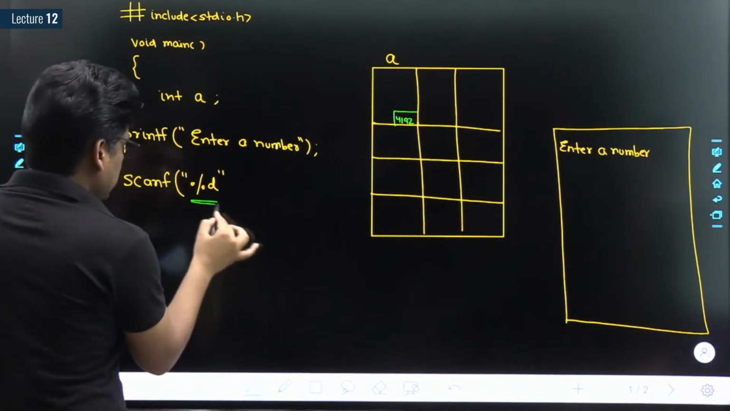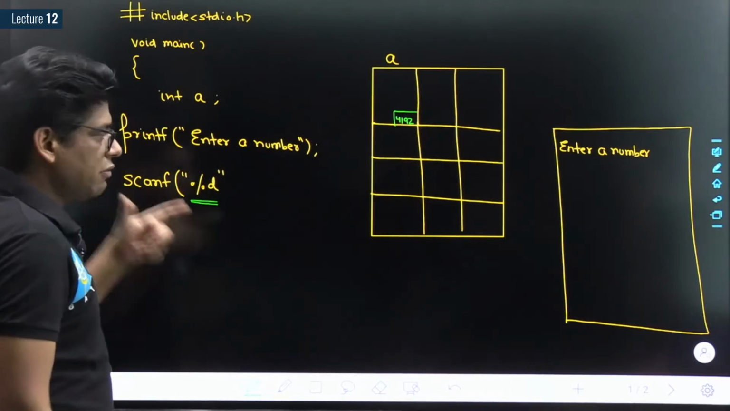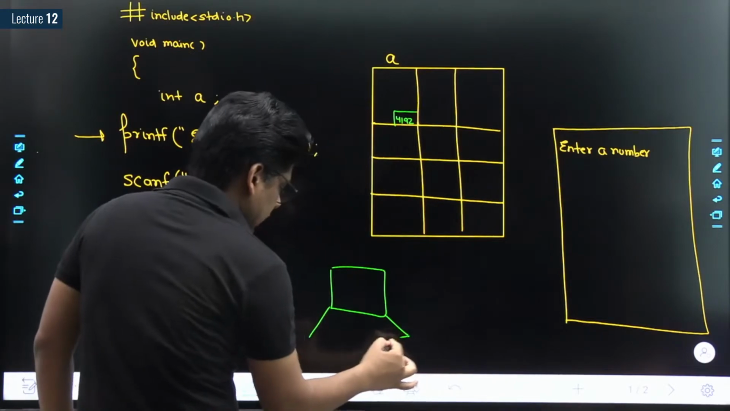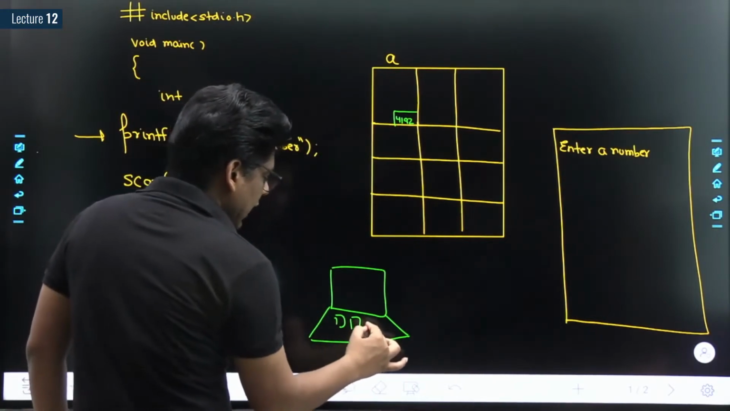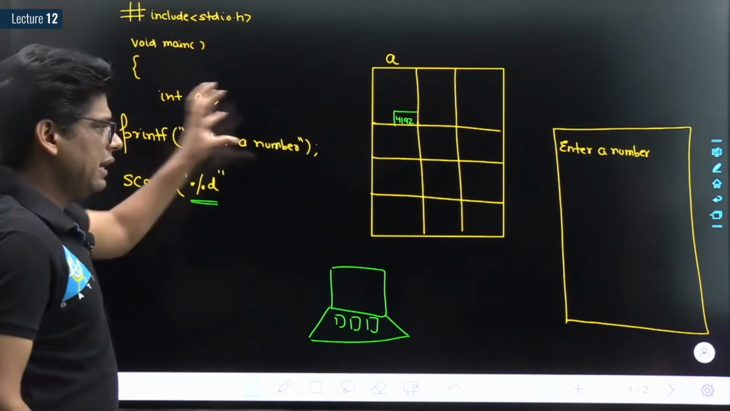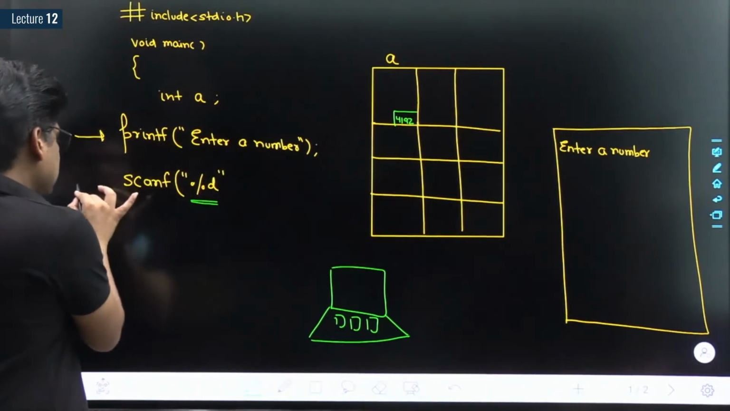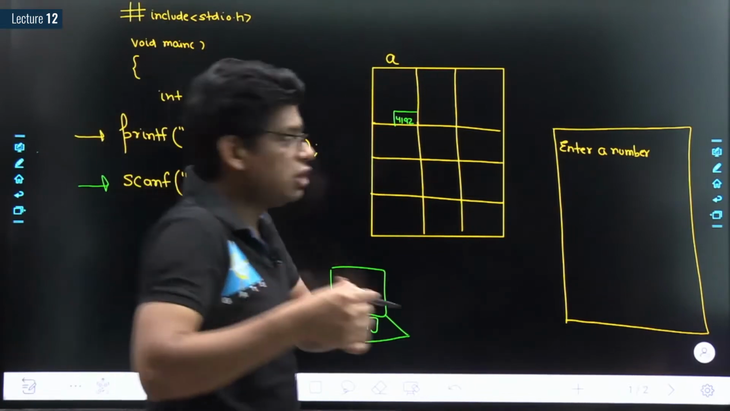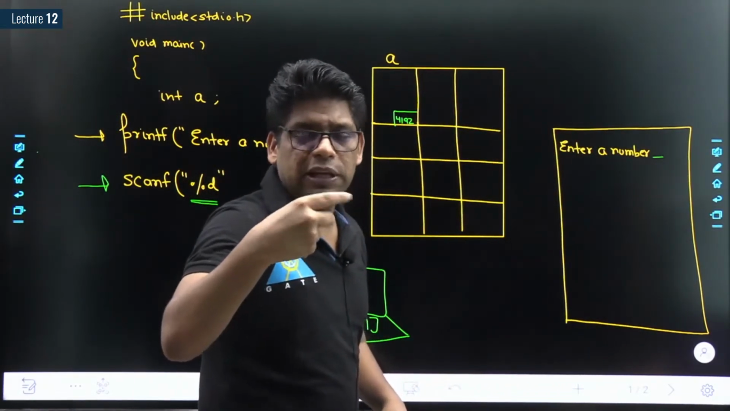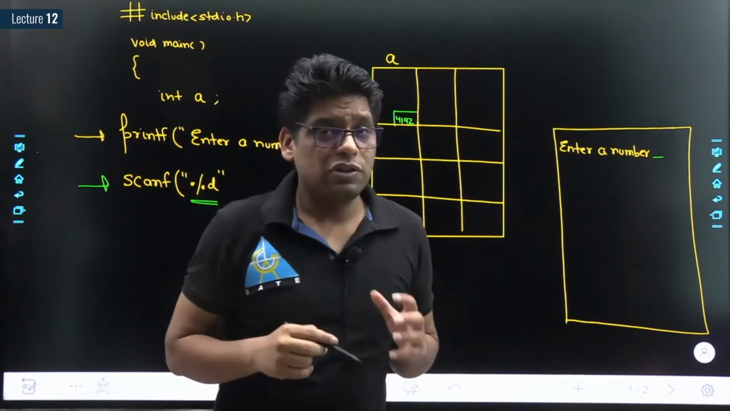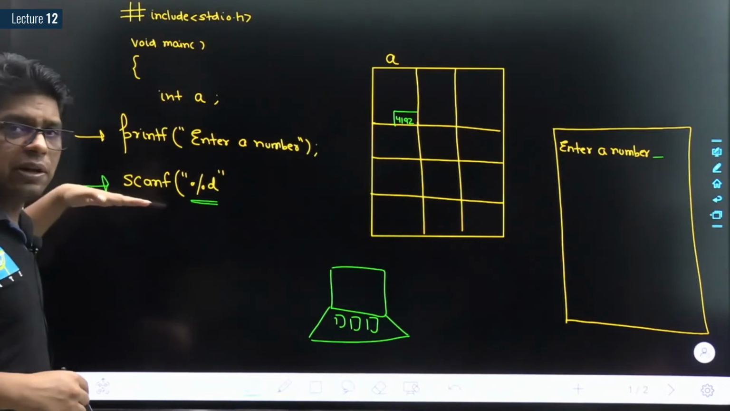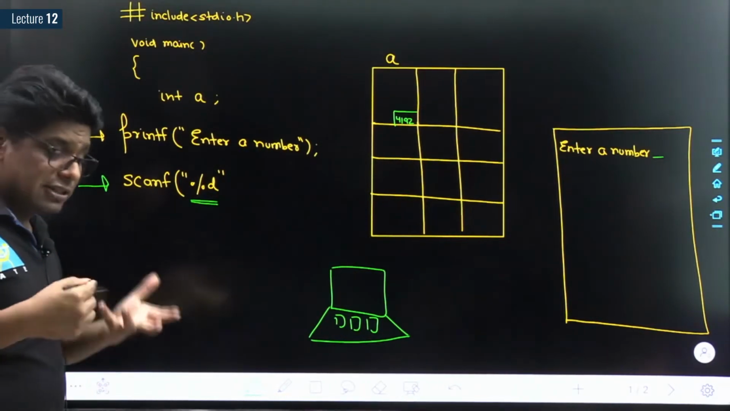See, what is the task of scanf? The task of scanf is to read the data coming from the input. Try to understand. Sir, printf is over. Now scanf is executing and the cursor is here. The cursor is blinking. Why is the cursor blinking? Because currently our program is running this instruction, scanf.